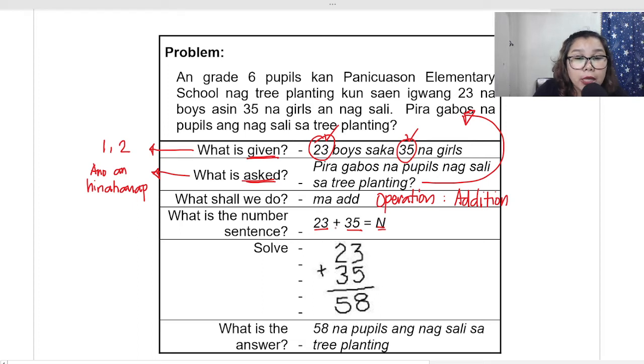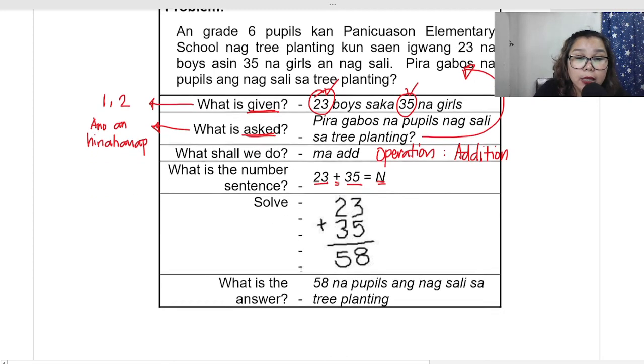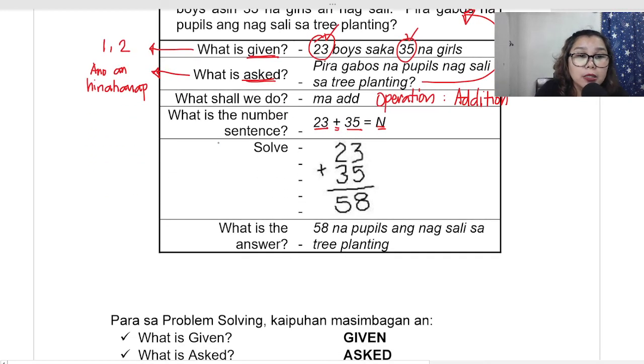So where did we get the plus sign? It's from your answer, what shall we do? Anong plano? Ma-add. So, syempre, you need to use the plus sign. And then, this part is the solution. So, solve. So, it means that you need to show the solution.